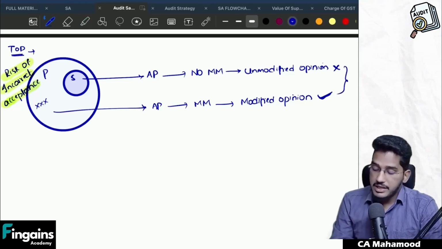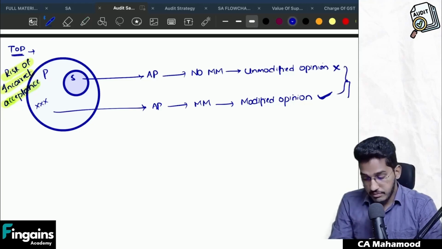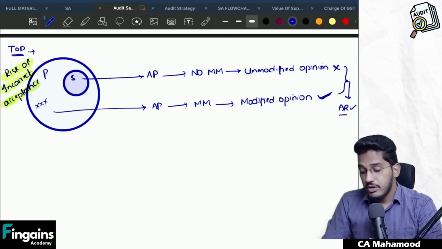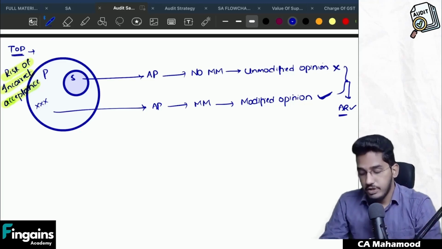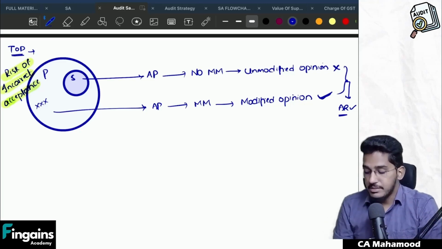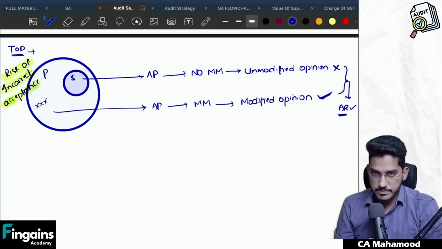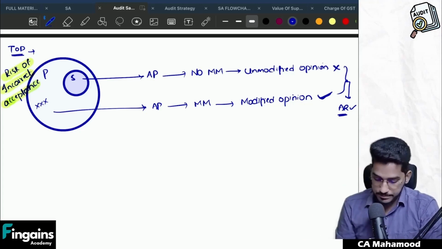You tell me, will this lead to audit risk? Yes. Will this lead to audit risk? Yes, this will give rise to audit risk. Why audit risk, guys? Because when a modified opinion is appropriate, we are trying to give an unmodified opinion. That is the definition of audit risk. When a modified opinion is appropriate, you are trying to give an unmodified opinion. So this risk of incorrect acceptance will lead to audit risk.